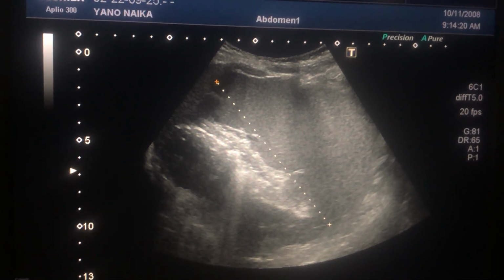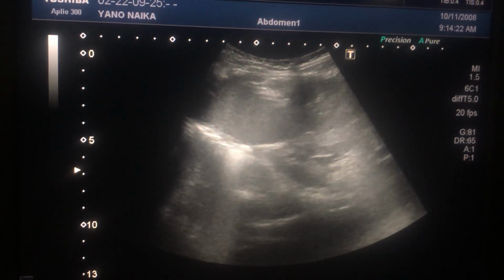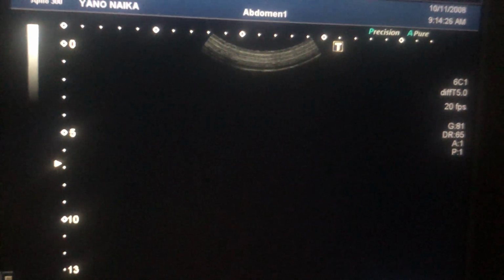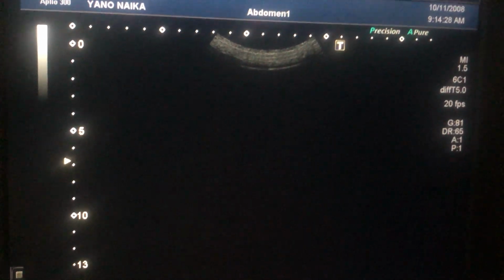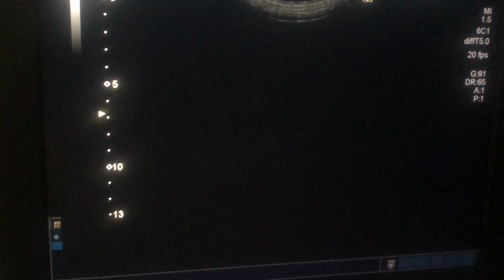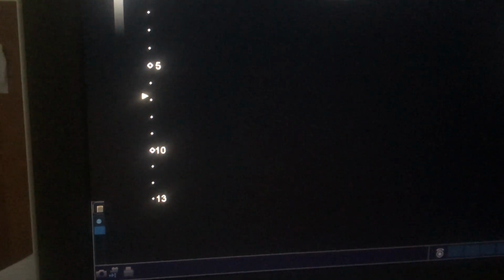Hepatosplenomegaly and ascites are all characteristic of the ongoing malaria. The scan ends here, and this patient is going to require a follow-up scan to see the resolution of the disease.